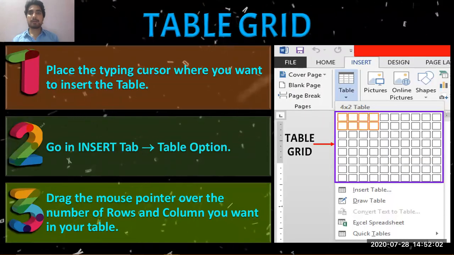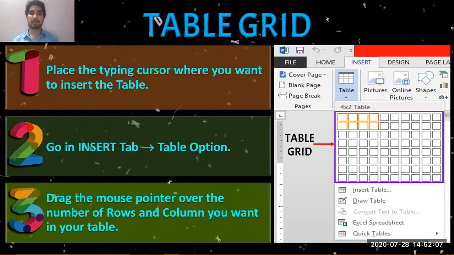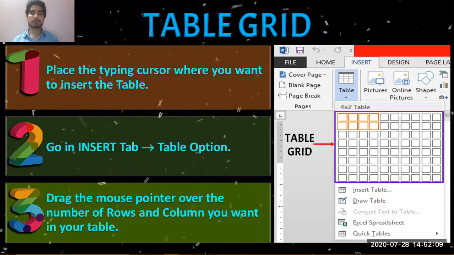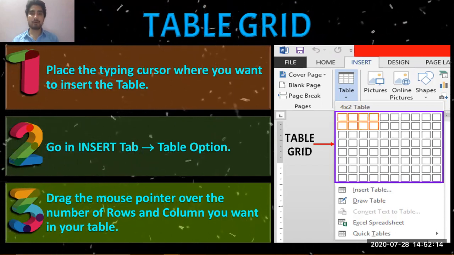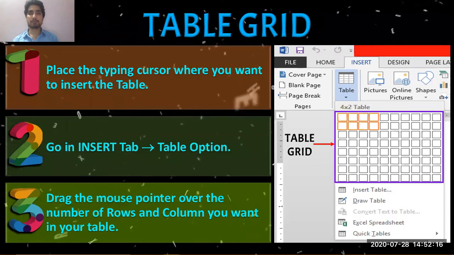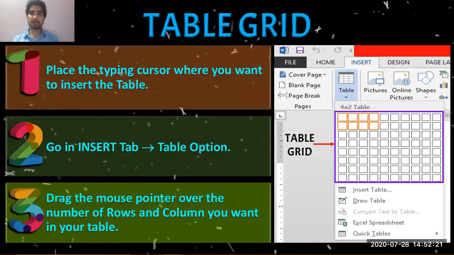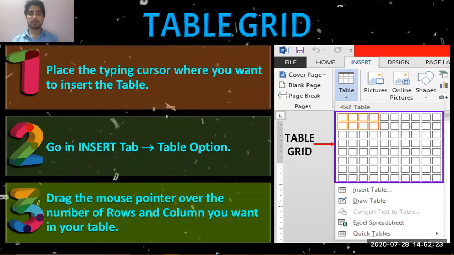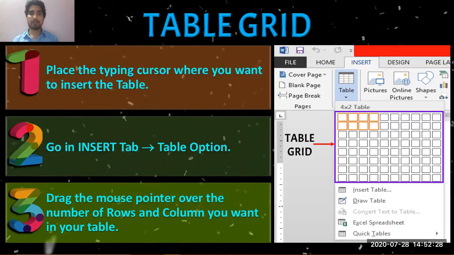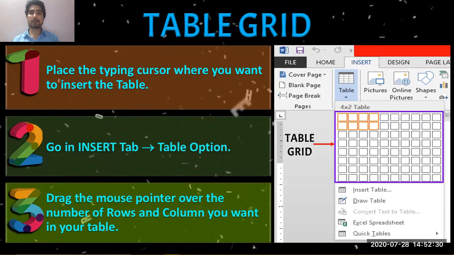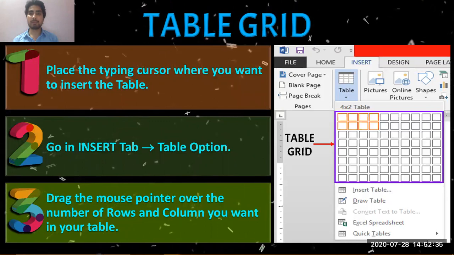For inserting a table by using the table grid option, you need to first bring the typing cursor at the location where you want to insert the table. Then we need to go to the insert tab. We know that table is one of the objects, and all the objects in MS Word are available in the insert tab. In the insert tab, you need to click on the table option. When you click on the table option, one drop down menu will appear.